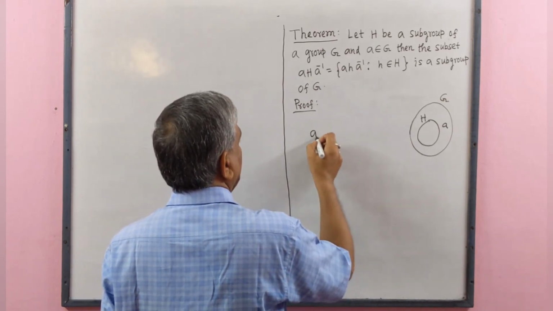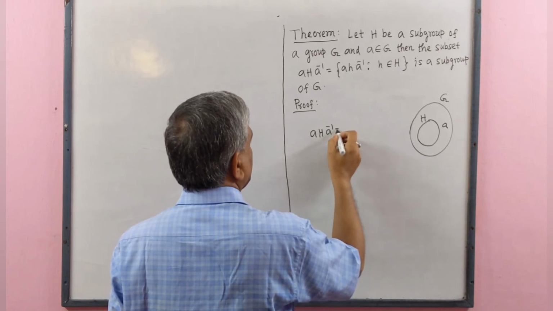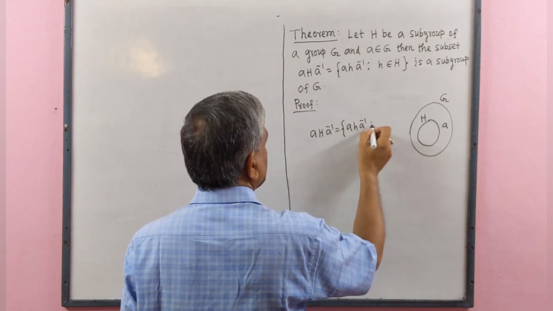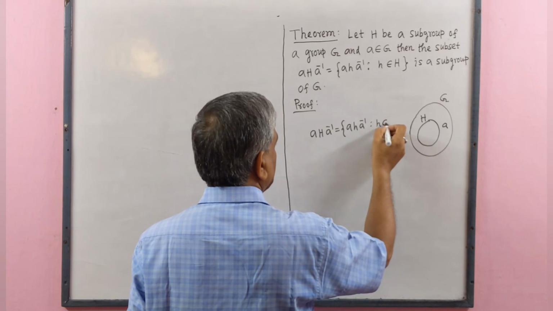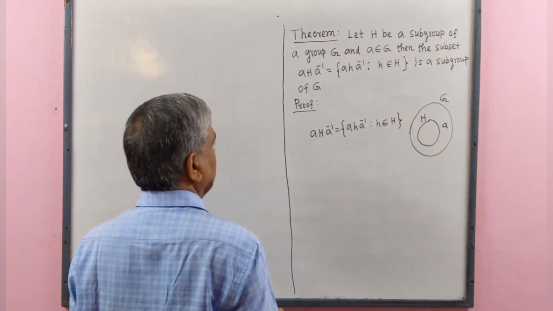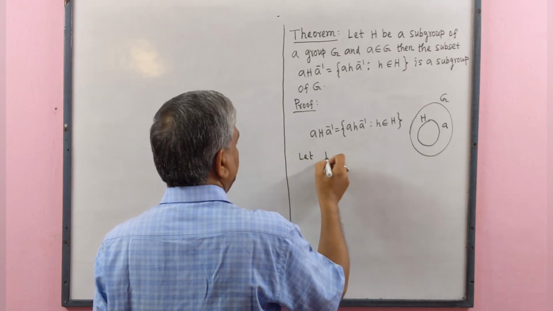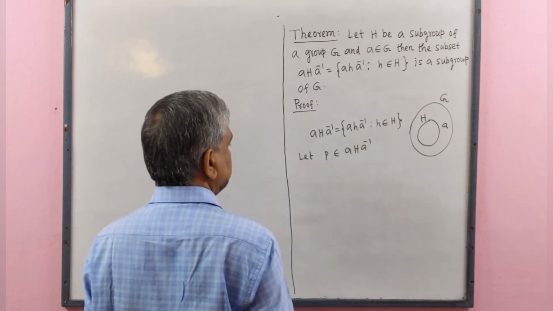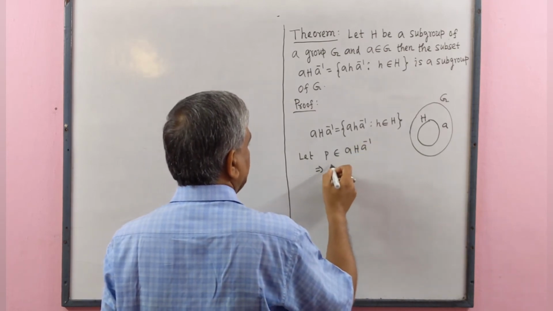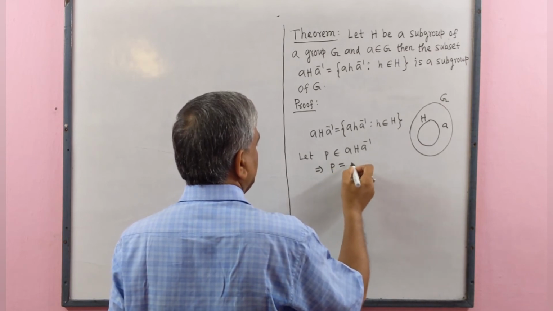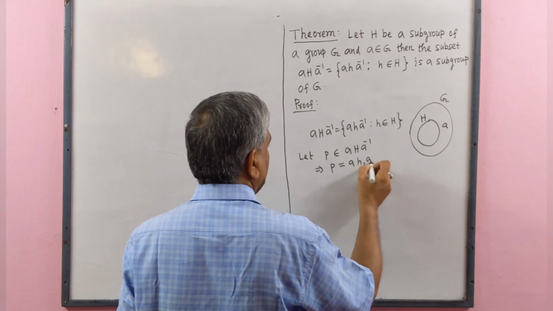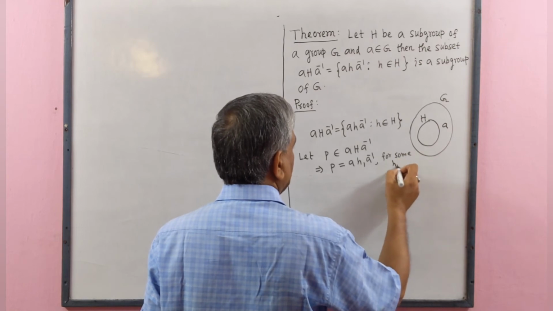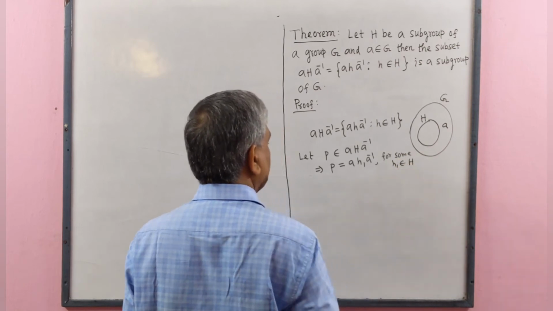Then aHa⁻¹ equals the set of elements a h a⁻¹ such that h belongs to capital H. Let p belong to aHa⁻¹. This implies that p will be an element of the type a h1 a⁻¹ for some h1 belongs to capital H.